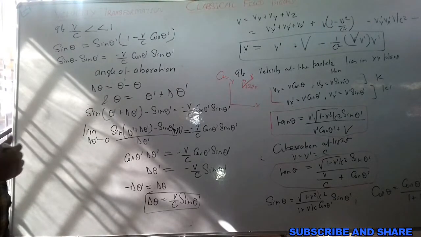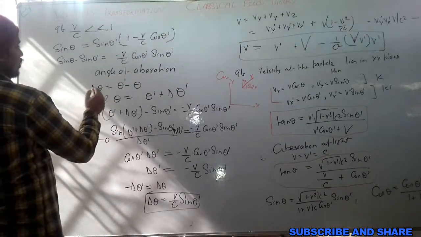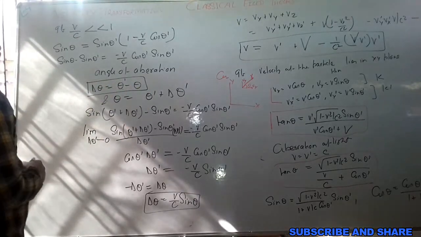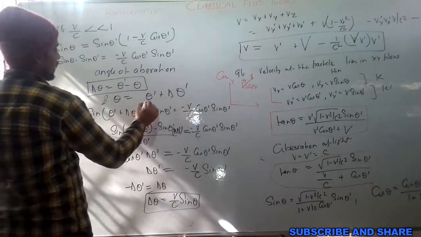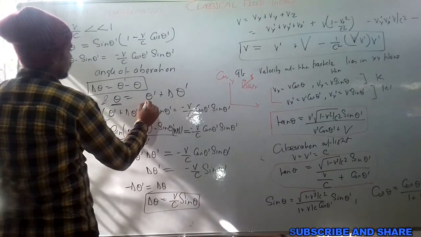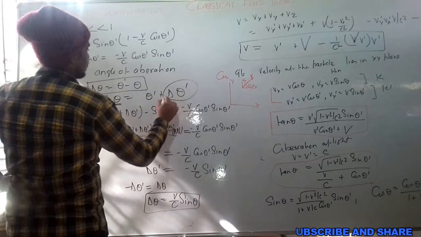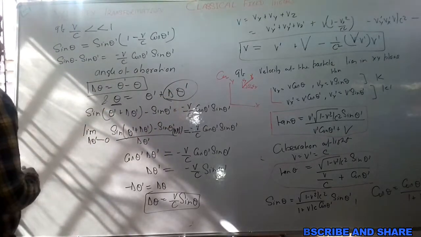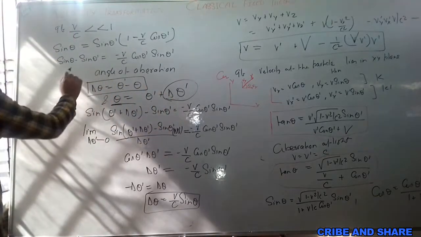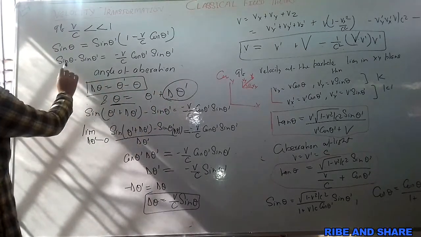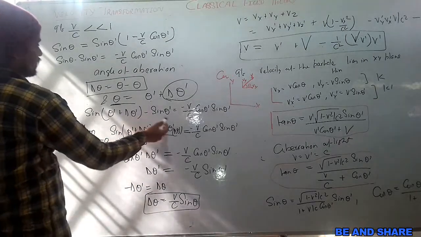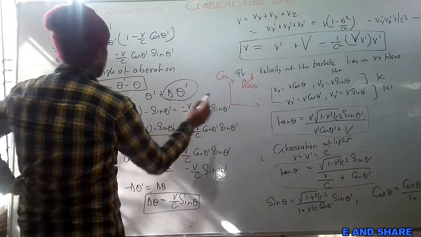Now we can calculate the angle of aberration. Angle of aberration delta theta is equal to theta dash minus theta. Now suppose this angle theta has changed from theta dash to theta dash plus delta theta dash. This is the angle of aberration. Now you can substitute theta is equal to theta dash plus delta theta dash into this one, and we will get sin of theta dash plus delta theta dash minus sin theta dash is equal to minus V by c cos theta dash sin theta dash.